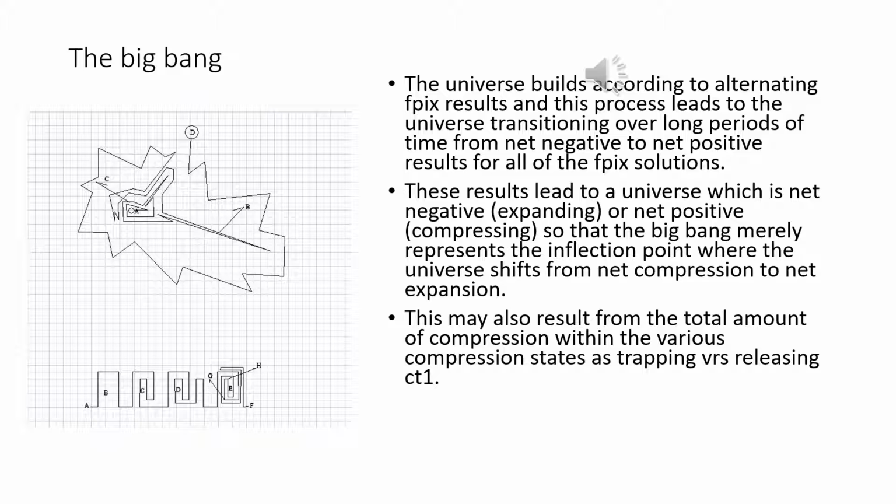Instead, the nature of the f pi x process of staggering the increasingly large number of information states, along with compression and decompression, the folding and unfolding of lower CT states into higher CT states or lower dimensional states into higher dimensional states, provides the inflection points where the universe has a net positive or net negative state, where the net positive refers to a net compression universe and the net negative refers to a net expanding universe.